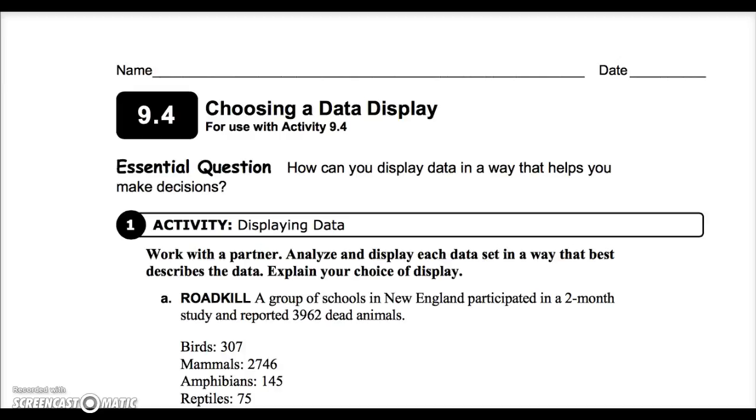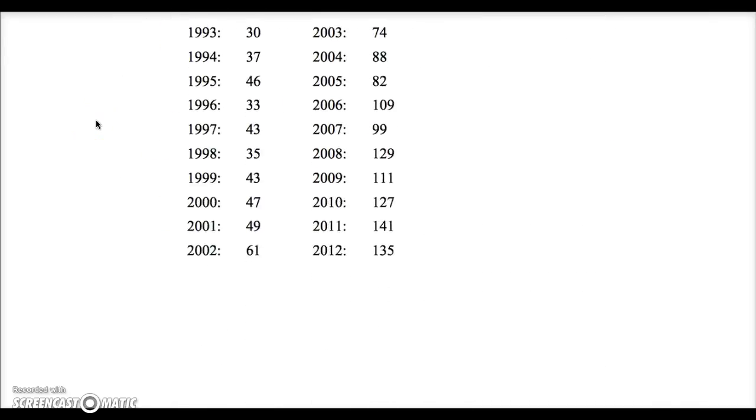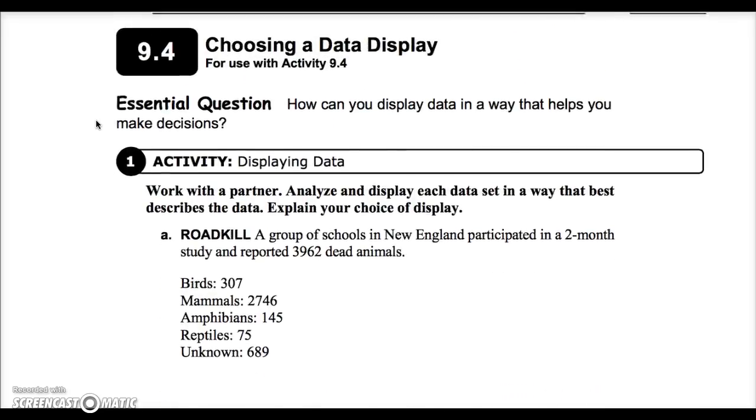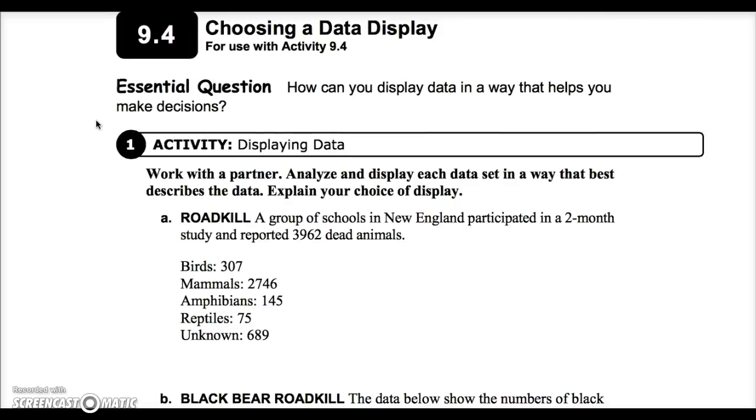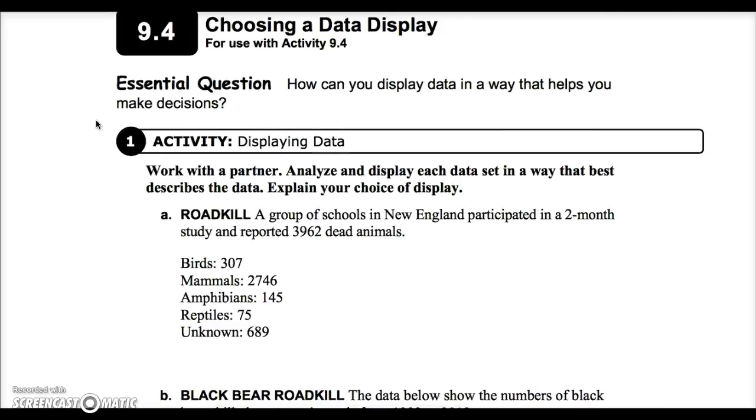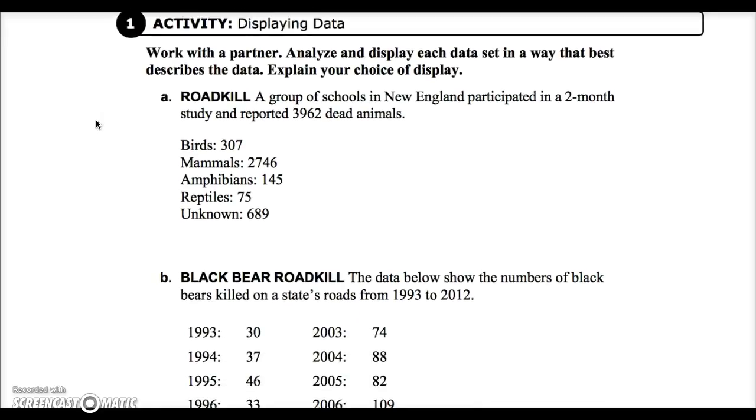So let's look at activity 1, and we are on page 197 of your workbook, section 9.4. Part A, roadkill. It says a group of schools in New England participated in a 2-month study and reported 3,962 dead animals. And it tells you of each kind. There were 307 birds, 2,746 mammals, 145 amphibians, 75 reptiles, and 689 unknown. That's interesting.